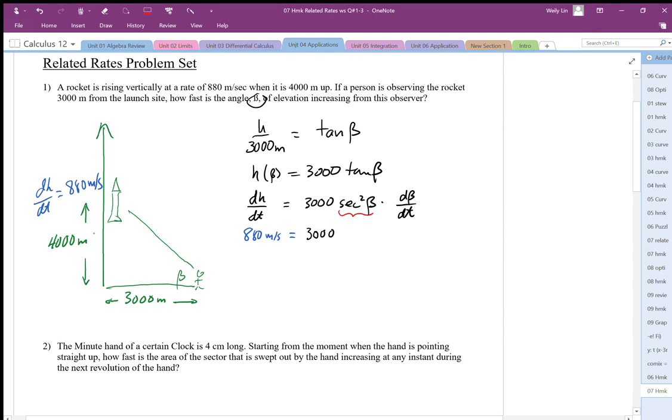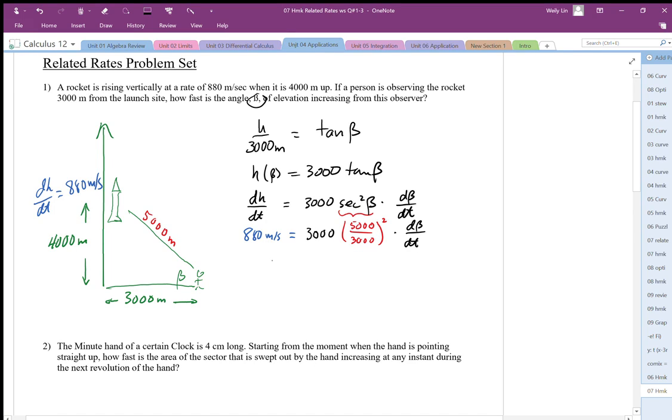And secant we can actually just get from this diagram. So if I do Pythagoras, the hypotenuse value is 5,000 meters. And secant is really just going to be the hypotenuse divided by the adjacent side, or the horizontal side. So instead of finding beta, I'm just going to directly use secant beta, which is 5,000 over 3,000, and then we're going to square that. And then we can isolate the d beta by dt. So d beta by dt is the only unknown part of this expression.